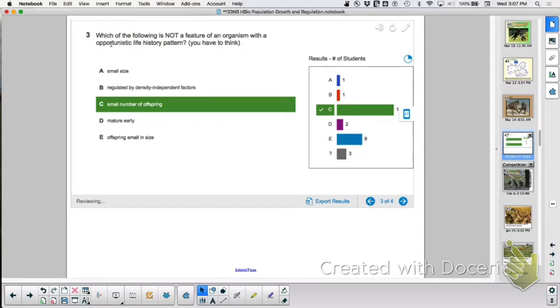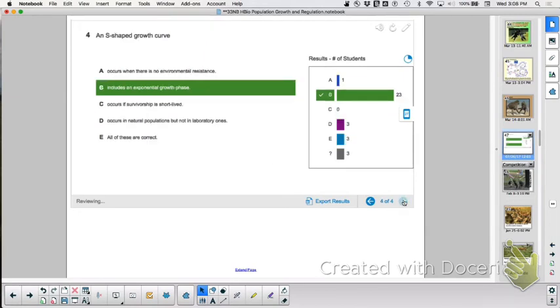So all of these things must be a feature of the opportunistic pattern, except for one, right? All of these are opportunistic except for one, because which of the following is not a feature of an organism with an opportunistic life history pattern? So opportunistic life history patterns, they tend to have what? Small number of offspring? No? Large. Yeah, large.